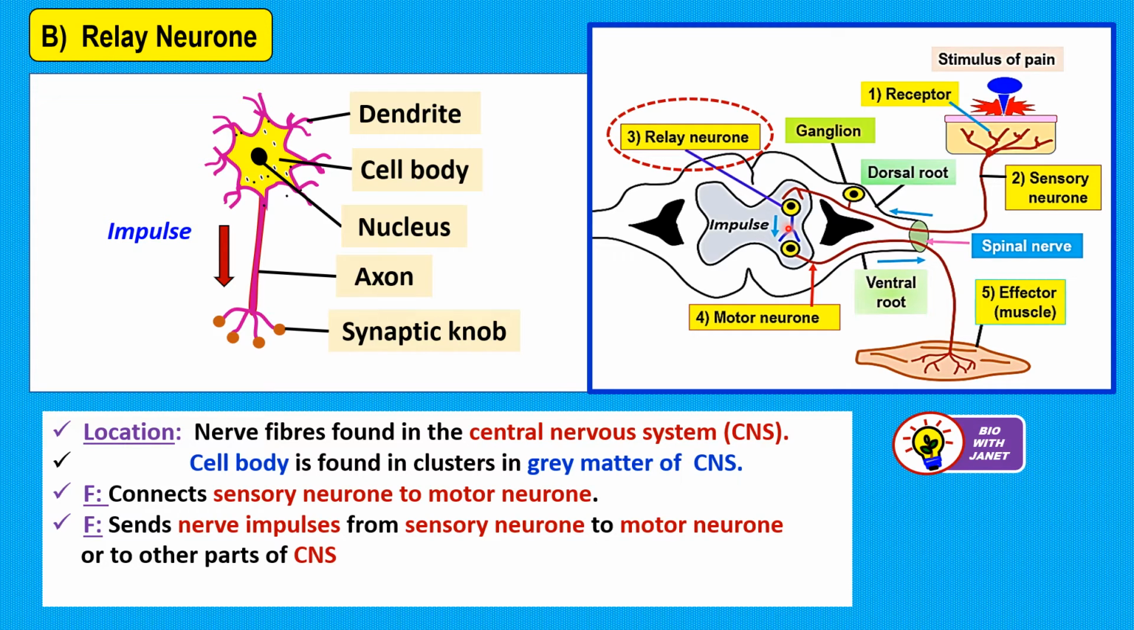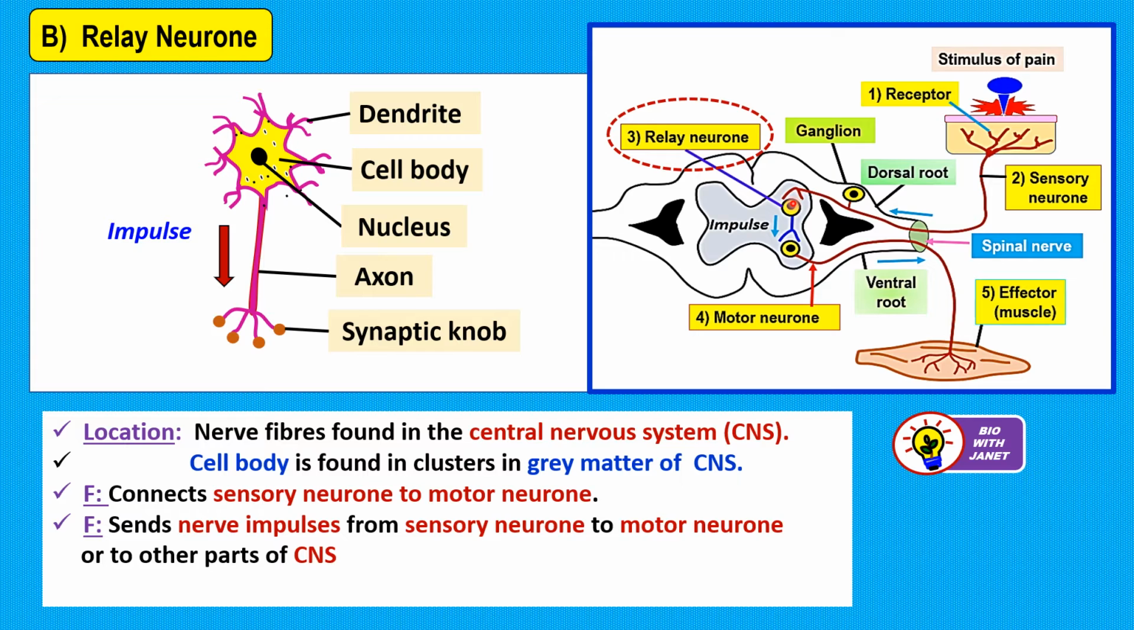The cell body of the relay neuron is found in the gray matter of the central nervous system, in the gray matter here. It connects the sensory neuron to the motor neuron. So it's like the middleman. The function of the relay neuron is to connect the sensory neuron to the motor neuron. Thus, it will transmit nerve impulses from the sensory neuron to the motor neuron.